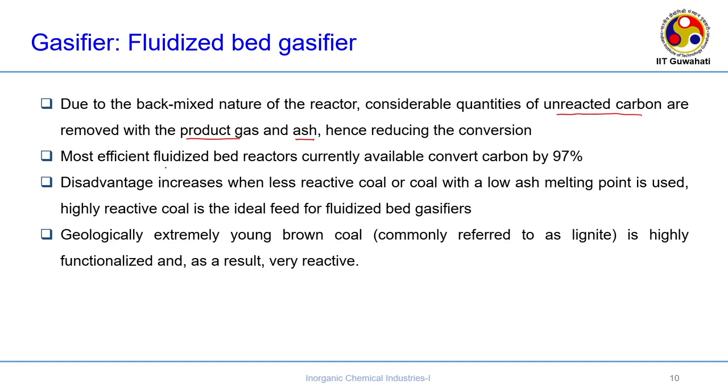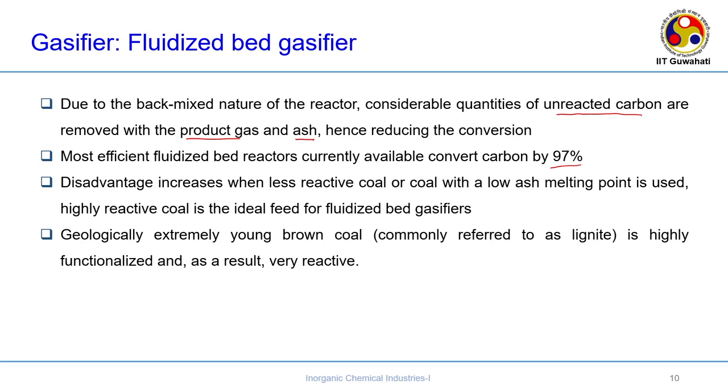The most efficient fluidized bed reactors currently available are able to convert 97%. You may say 97% is very high, but those gasifiers currently in operation are close to 99% or 100%. So even if it is 3% less than 100%, it means you are losing a lot of coal particles in the ash or in the product gas.